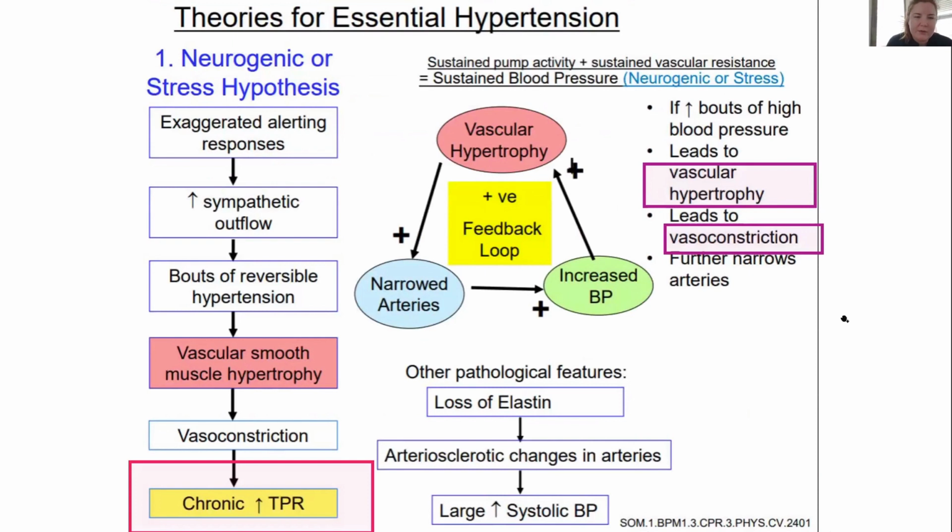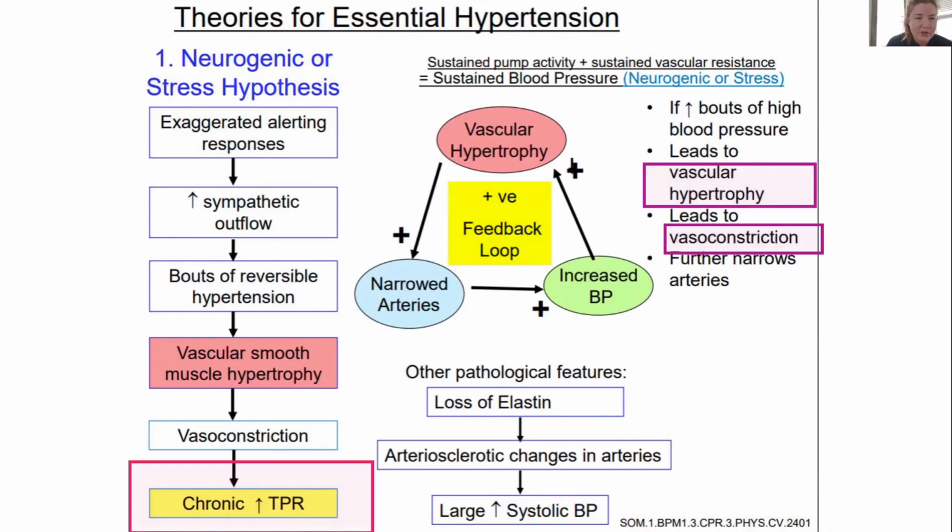Okay, this one is talking about different types of hypertension, but again, what I want you to look at is what happens along the pathway, and then what is the end result here.